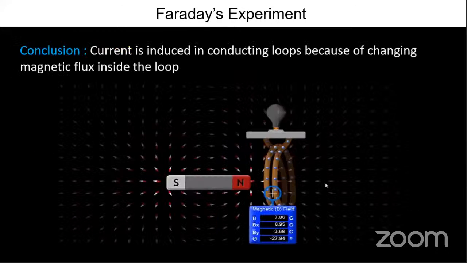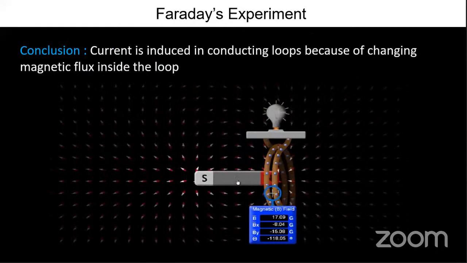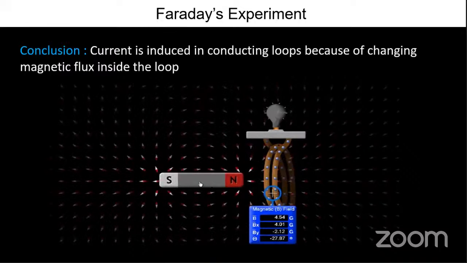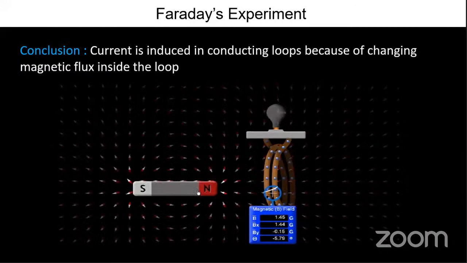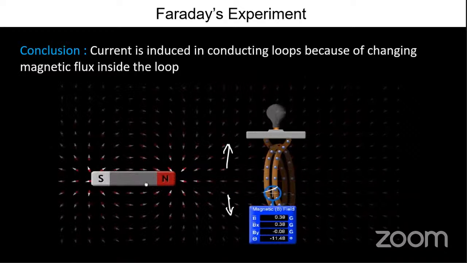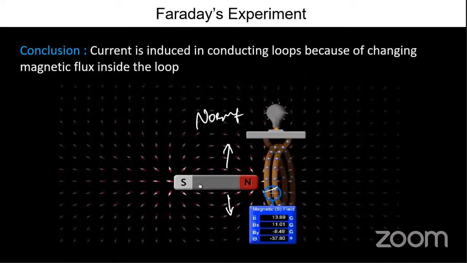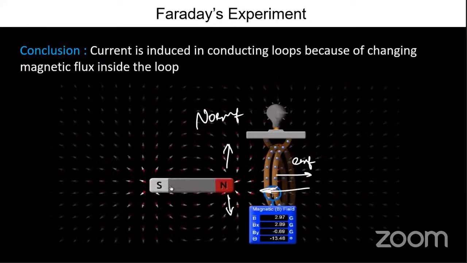So the conclusion: current is induced in a conducting loop because of changing magnetic flux inside the loop. Again, guys, please note this experiment. There is something peculiar. Whenever he tries to enter the coil, only then will there be production of EMF. But when he moves in upward and downward motion, there is no EMF. When he moves inwards and outwards, EMF is generated, right?